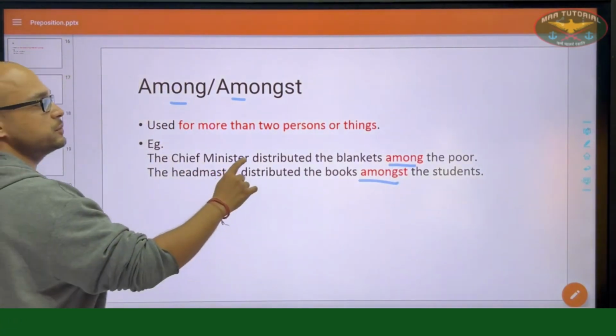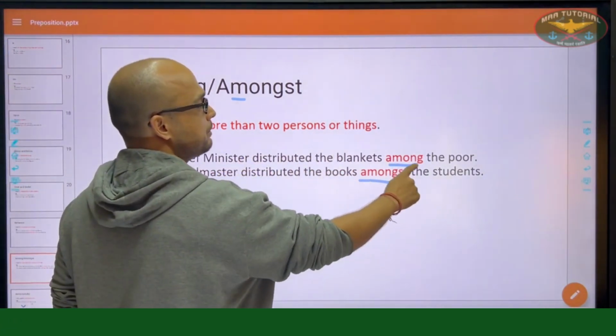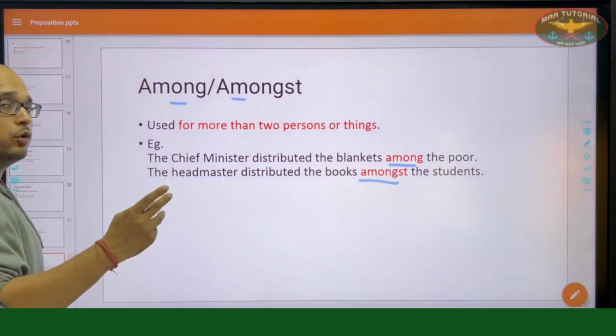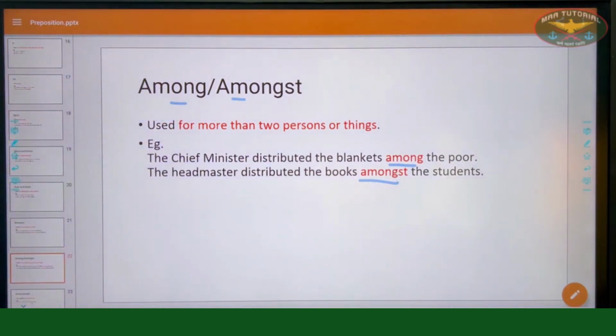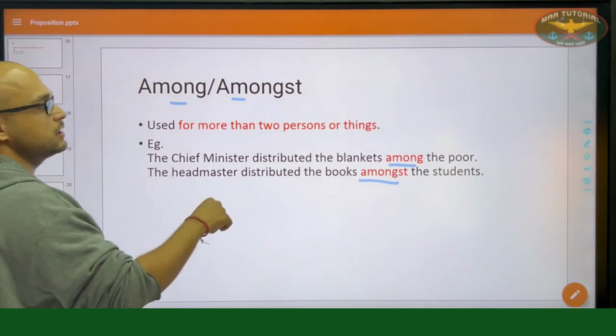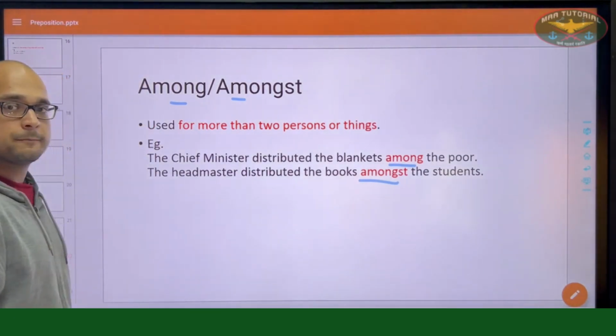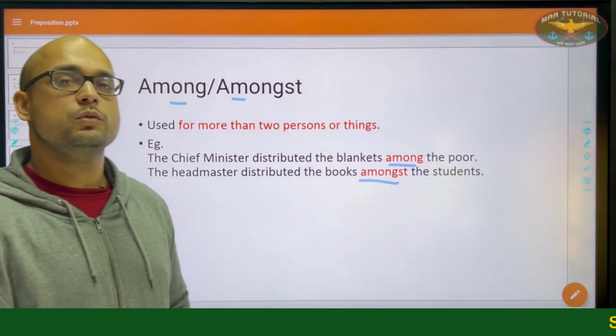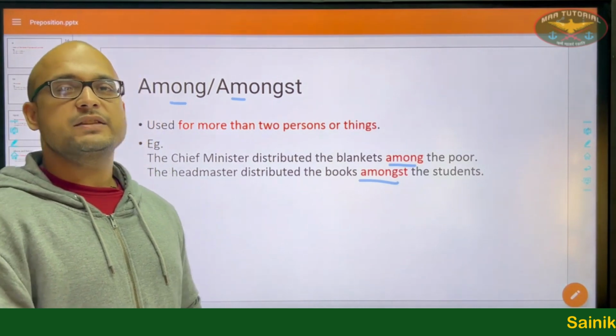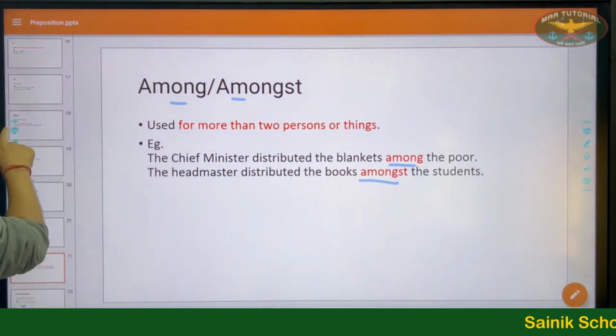The chief minister distributed the blankets among the poor. The poor, there are more than two, so we are using among or amongst and not between. The headmaster distributed the books amongst the students. Again, we are using amongst because students, there are more than two. Otherwise, we would have used between.